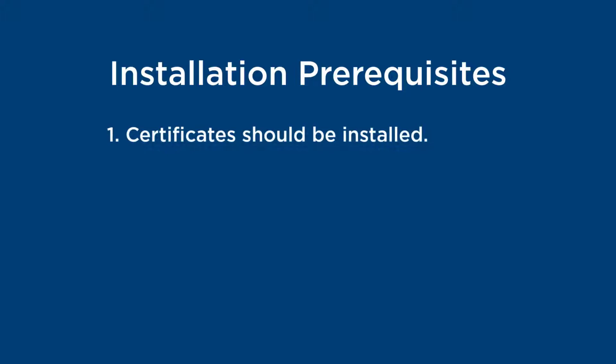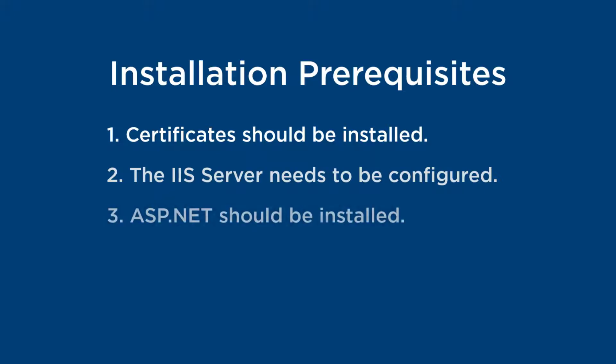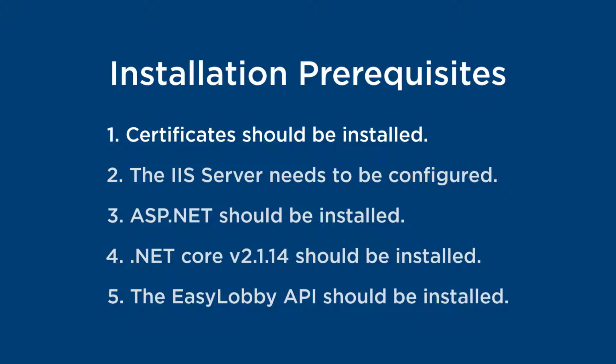1. Certificates should be installed. 2. The IIS server needs to be configured. 3. ASP.NET should be installed. 4. .NET Core version 2.1.14 should be installed. And 5. The EasyLobby API should be installed. Once these prerequisites have been completed, the Location Services API can be installed.